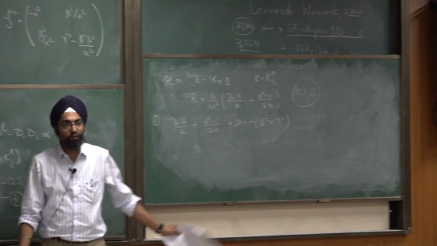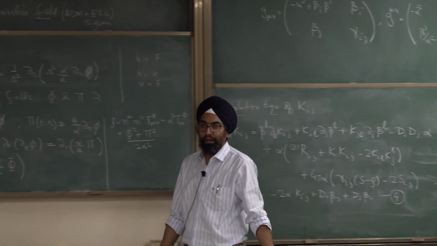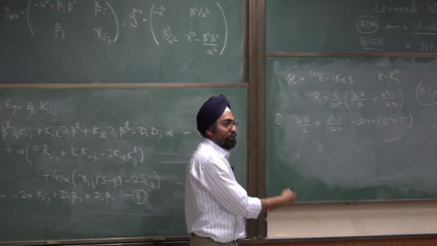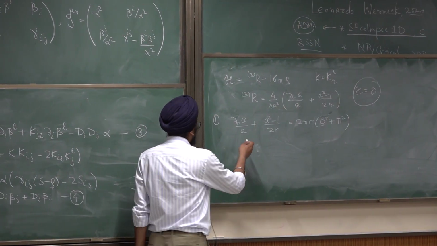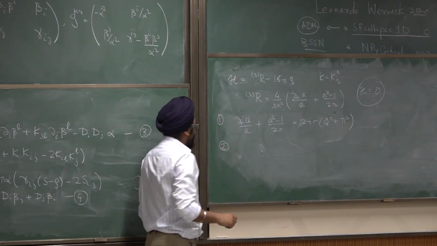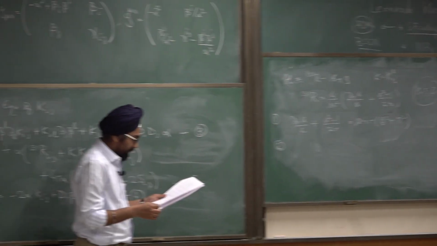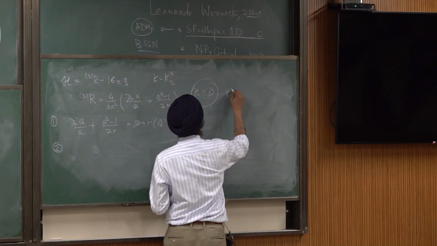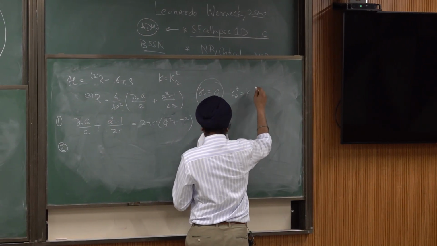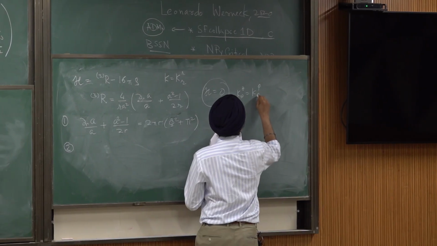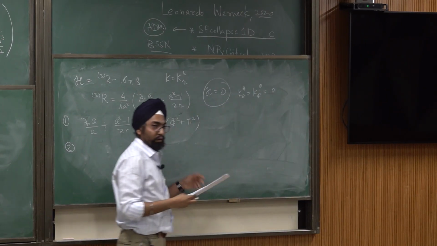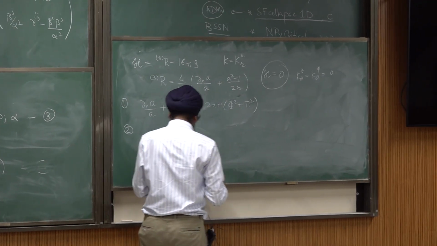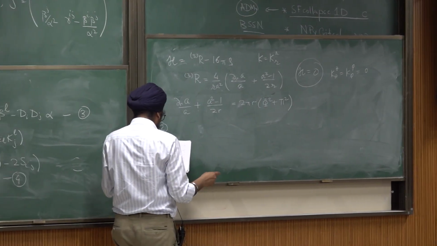So already you see one of the equations, it does not really have any time built in. It's like your Poisson equation. It's an elliptic equation, not a hyperbolic equation. And then you also have, one can calculate K theta theta and K phi phi, they are 0 for the slicing which we took. So they lead to the constraint equation.